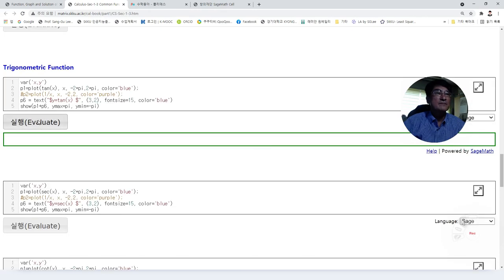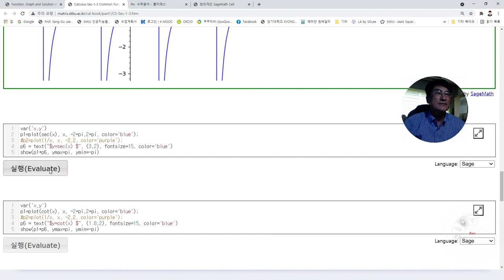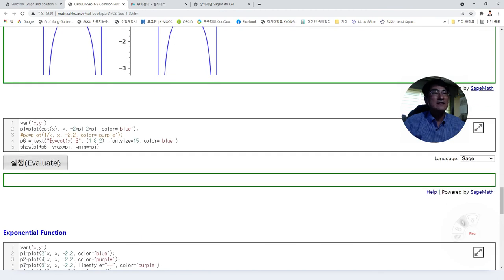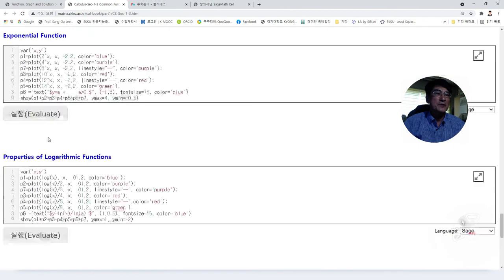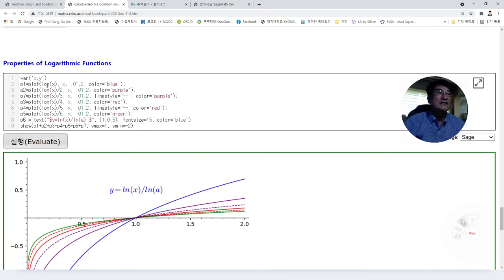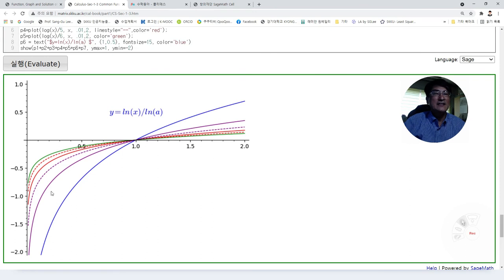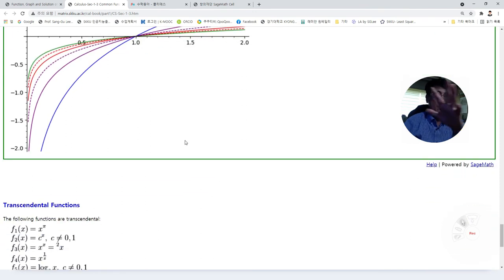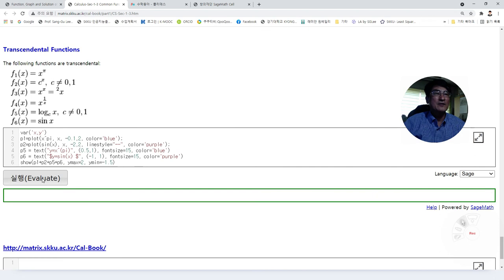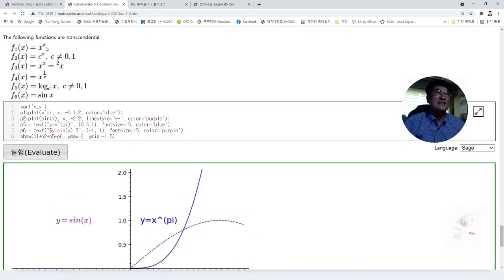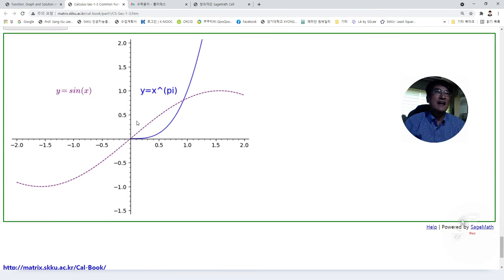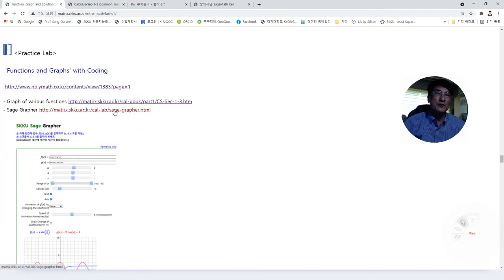And power and trigonometric functions. This is a graph of tangent x, and this is a graph of secant x. Many cotangent graphs can be drawn here, and exponential functions. As the base changes as 1, 2, 3, 4, 5, 6, you will see how the graph changes. The slope has been changed. You can draw not only what we have learned, but also graphs of transcendental functions such as x to the pi and x to the x, and many others. So what you have learned today is very important.